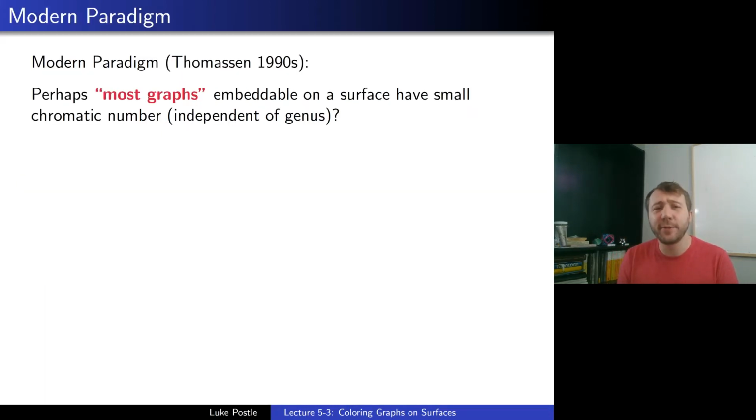So I'd like to introduce you to the modern paradigm of coloring graphs on surfaces as introduced by Thomassen in the 1990s. I think it's very nice. And it kind of says maybe that old question, the old thoughts from Haywood and Ringel-Youngs are nice, but maybe they're the wrong question somehow. Because perhaps most graphs embeddable on a surface have small chromatic number. What do I mean by small? Like even independent of genus, like 100 or 10. The question is, what is most? I mean, clearly there are graphs, these large cliques, that do not color, but maybe they're somehow the only reasons. It's these ones or the small ones.